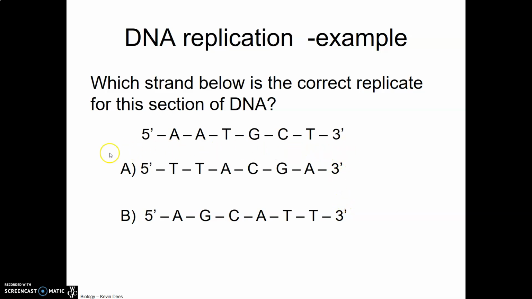Most of you probably chose A because it's really easy to see the T and A, the G and the C together. But notice the 5' and the 3'. Remember that this original strand's complement will run in the opposite direction. So the 3' end would pair here: T, T, A, C, G, A. Does everybody see why B is correct?